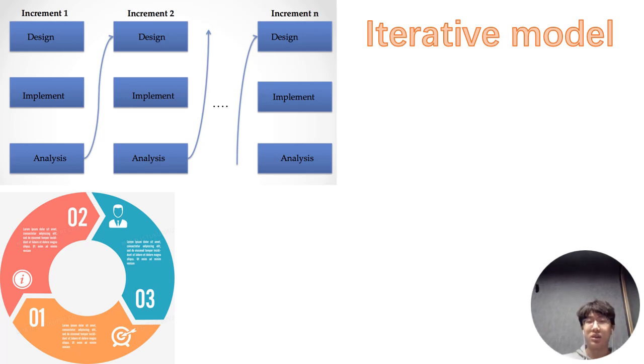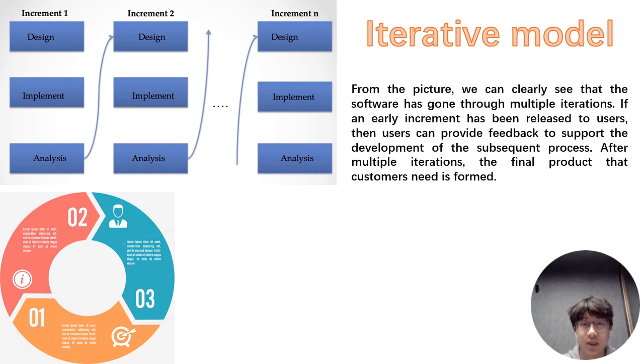The second one is the iterative model. From the first picture, we can clearly see that the software has gone through multiple iterations. An early increment is released to the users, who can provide some feedback or advice to support the development of the subsequent process. After multiple iterations, the final product that the customer needs is formed.